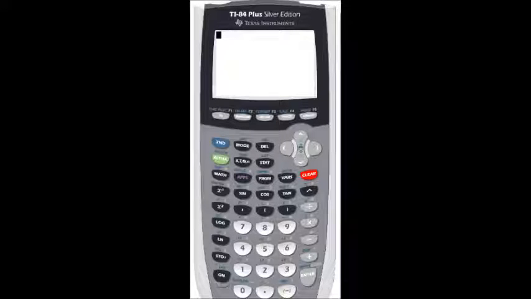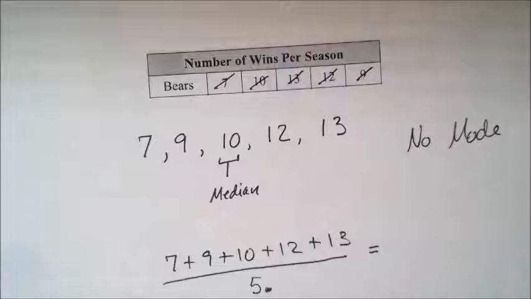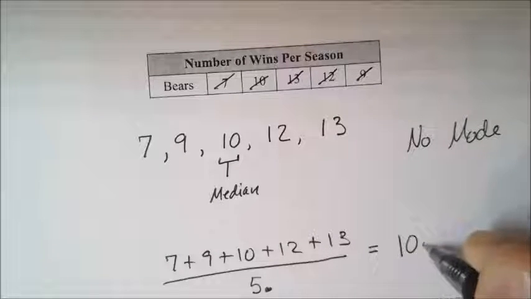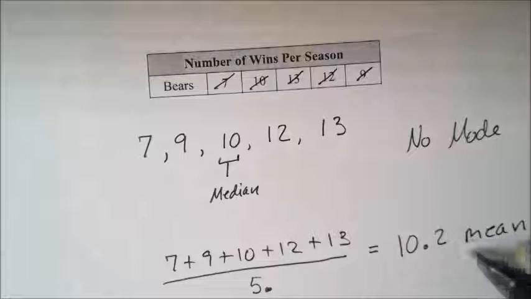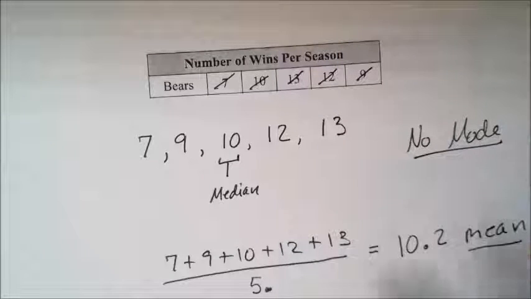Alright, so let's go ahead and let's add those up. We had 7 plus 9 plus 10 plus 12 plus 13. I'll hit enter, and then I'm going to divide by 5 with the decimal, and that's going to give me 10.2. So my mean is going to be 10.2. That's just my average. Alright, so let's go ahead and record that. So I have 10.2 for the mean. So we've done our mean. We figured out there is no mode, and we have found our median.